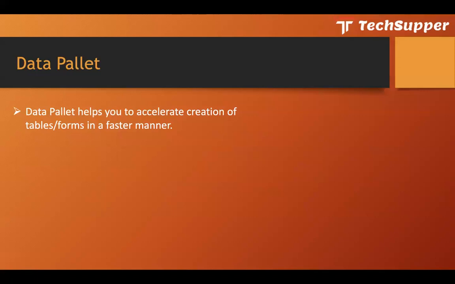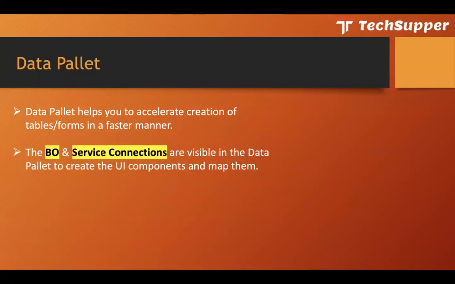Like earlier, we used to have a business object and service connection. What we do, we drop our table manually and then bind this table with business object and then service connection to populate the data. Similarly, we put a list view, we bind that list view based on view and then service connection. Okay, that makes our development effort a little high, but using that data palette feature, it will help us to reduce that development effort, like dragging and dropping a table.